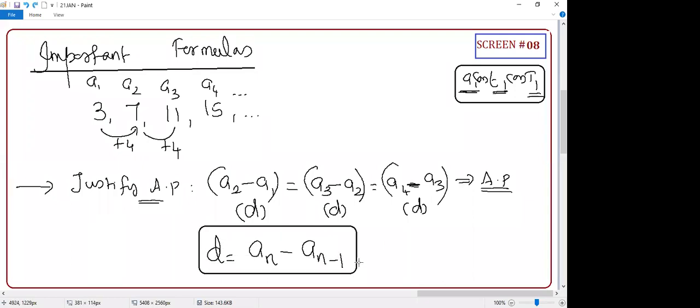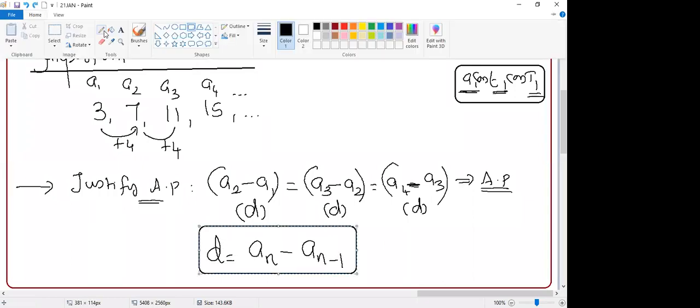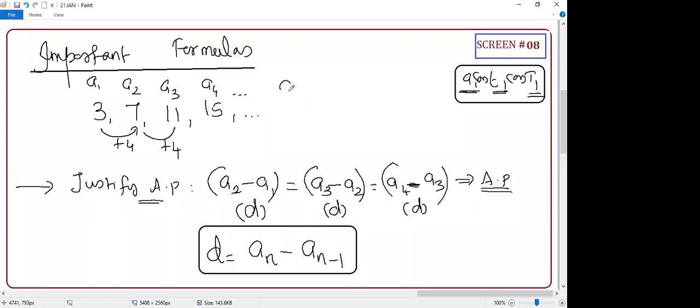Now the problem is, what is AN? AN is called the nth term of an AP. In general, it is the nth term of a sequence, but here we are calling AN the nth term of an AP. Clear or not?